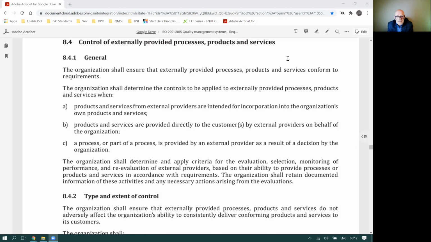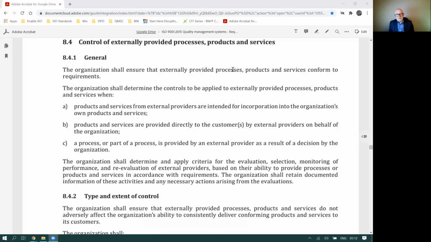The requirement for documentation, as with all parts of the standard, really is to demonstrate that you do this to good effect, and what you're looking for is to have a standard set of criteria that would be, I suppose, appropriate and proportionate to the nature of the work and the nature of the external providers' products and services. So I suppose you're looking at all of your suppliers, but with this rule of thumb.